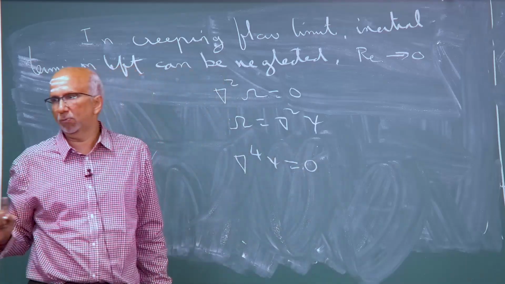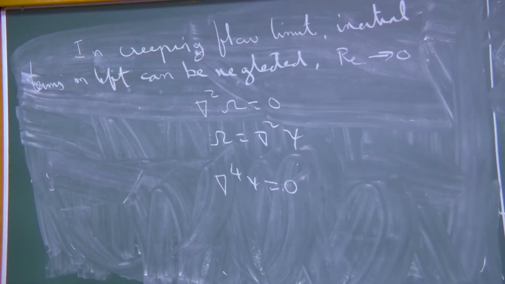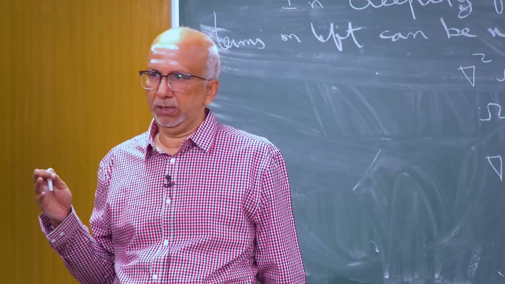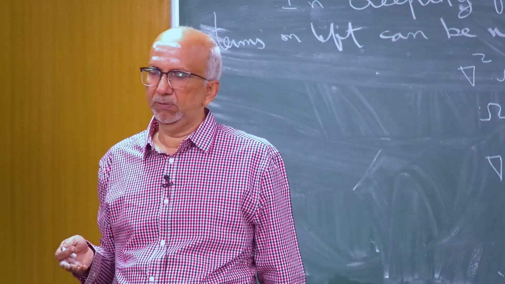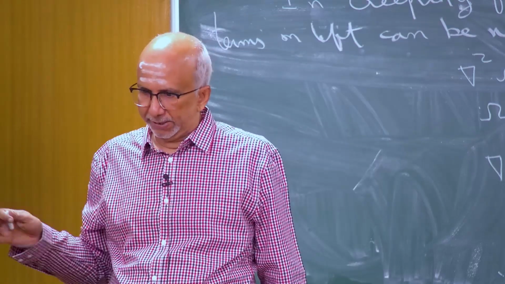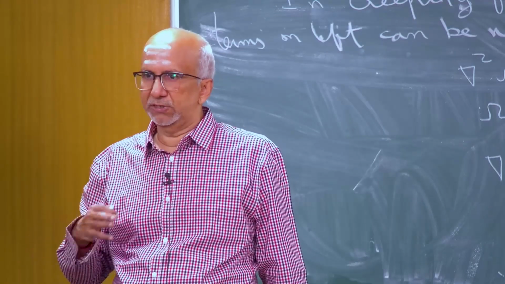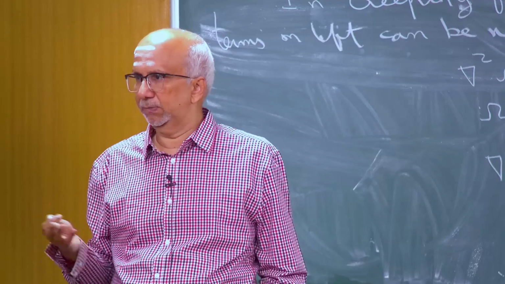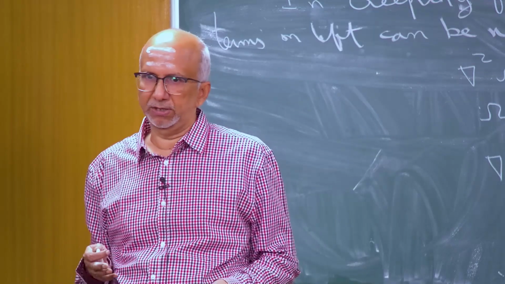And this is a homogeneous equation which you can solve by separation of variables and things like that to get a solution. So now you can see that in the limit of low Reynolds numbers, when I am doing this stream function vorticity formulation, I get a linear equation which I can hopefully solve analytically subject to boundary conditions. So that is an advantage.